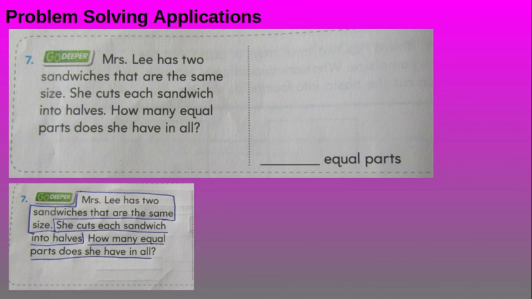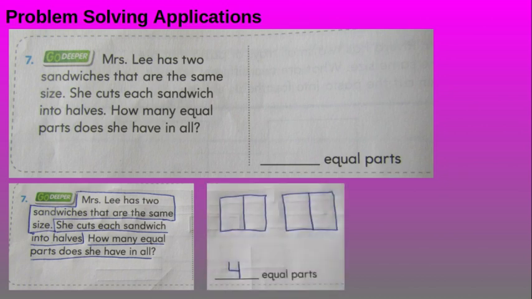All right, then that next piece of information I boxed up says she cuts each of those sandwiches into halves. Well, halves are two equal parts. So go ahead and divide each of those sandwiches into halves, two equal parts. Yours might look a little different from mine, and that's okay because there's more than one way to show halves. After I drew my two sandwiches and divided them into halves, I counted up the number of equal parts, and I have 1, 2, 3, 4. 4 equal parts in all.